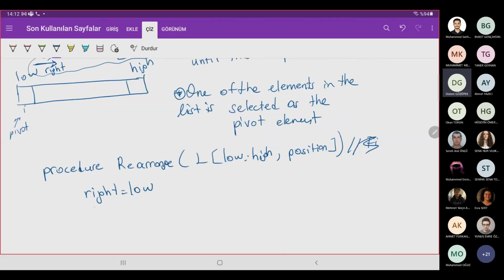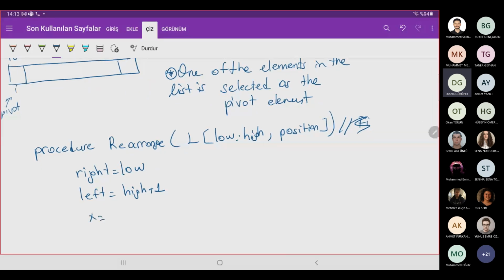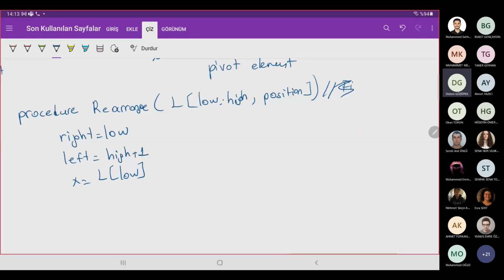And left is high plus 1. Of course, the last index is high, so left initially does not point to anything, but its value is high plus 1, which means that left starts from the rightmost position. So x is L[low], okay? So x is the pivot element.